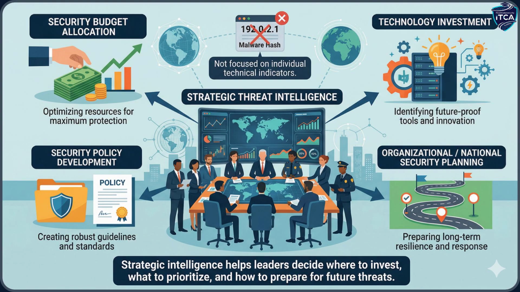Strategic intelligence is designed for executives, policymakers, and senior security leadership. These decision-makers are not concerned with how to block a specific IP address. They care about where to invest resources, how to shape security policy, and how to protect the organization's mission. Strategic intelligence informs decisions such as how security budgets are allocated, which technologies deserve investment, how policies should evolve, and how national or organizational security plans should be shaped.